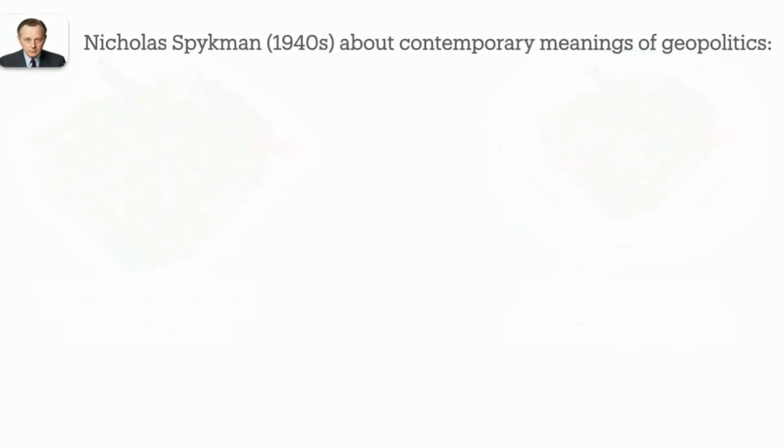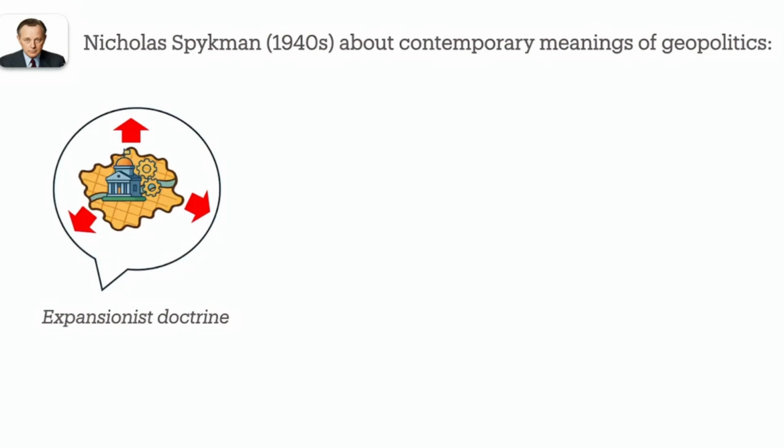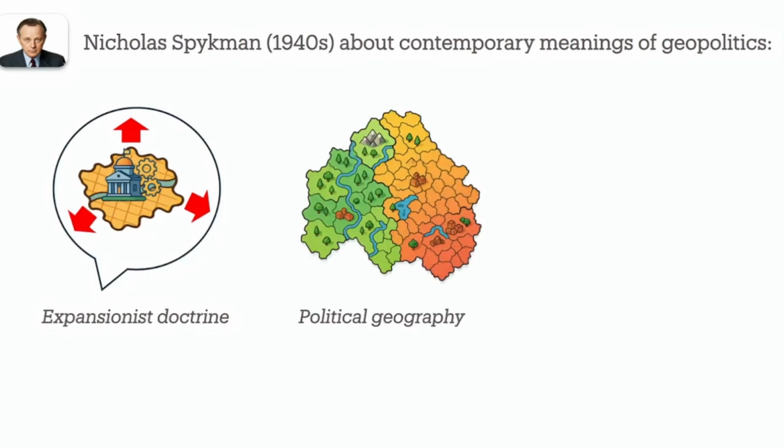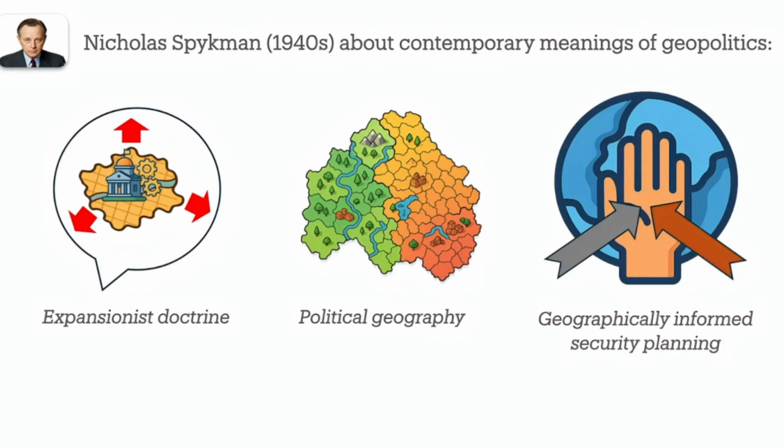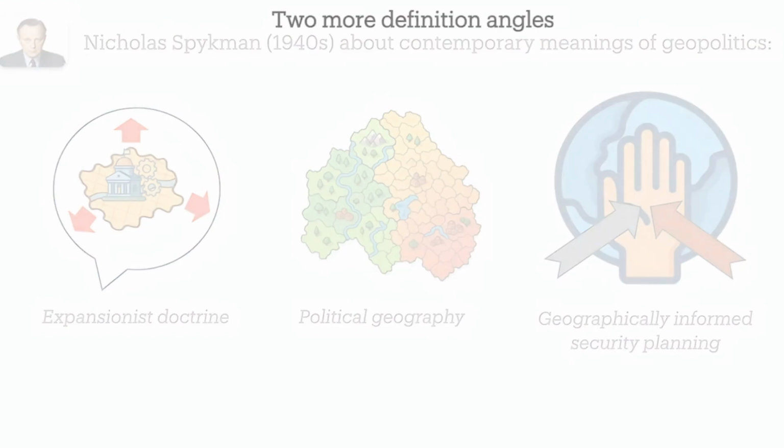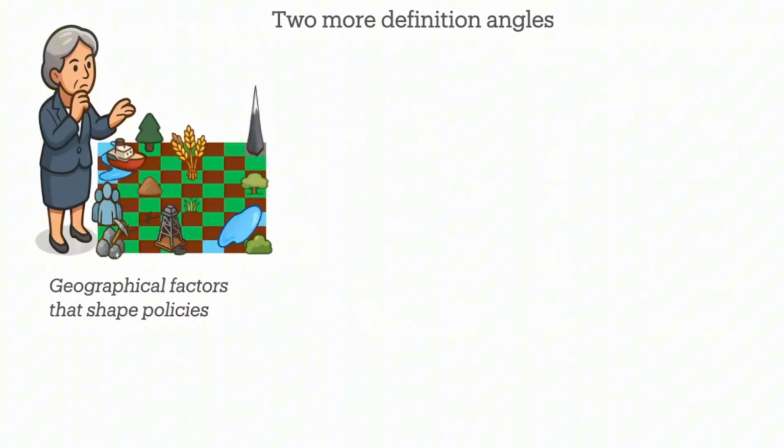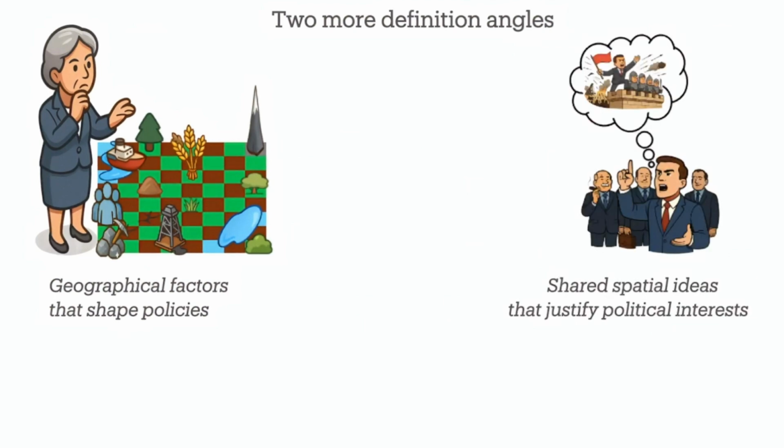What exactly is geopolitics? Back in the 1940s, Nicholas Spykman noticed that people used geopolitics in three ways: as an expansionist doctrine, as a near synonym for political geography, or as geographically informed security planning. Here are two more angles of defining geopolitics: a set of geographical factors shaping policy, and shared spatial ideas that justify political interests in the real world.